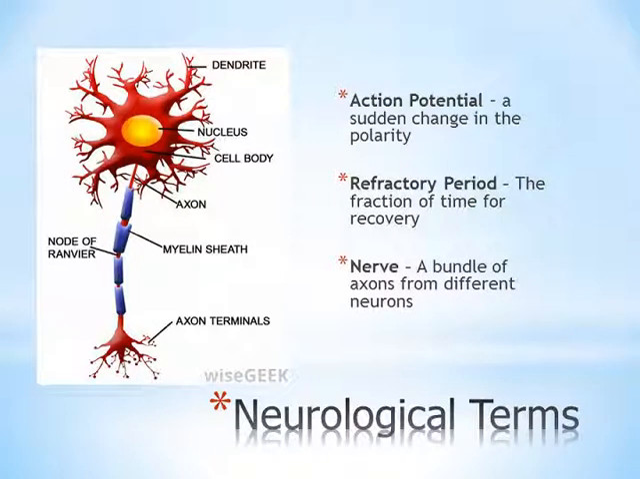A nerve is a bundle of axons from different neurons. Their official job is to conduct nerve impulses, which basically means they are responsible for delivering signals and sensations from the nerves to various parts of the body.